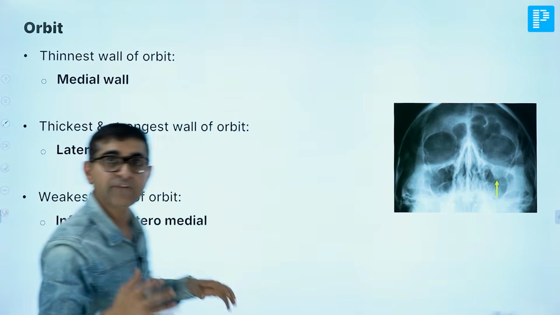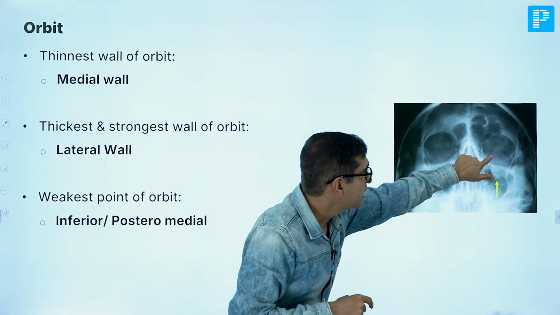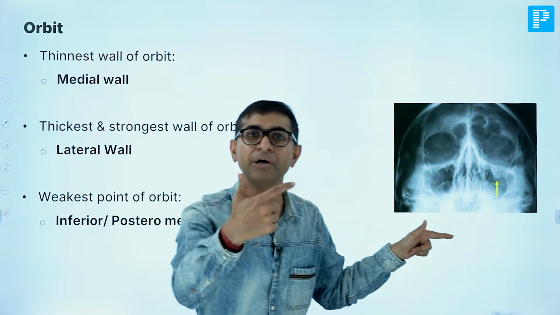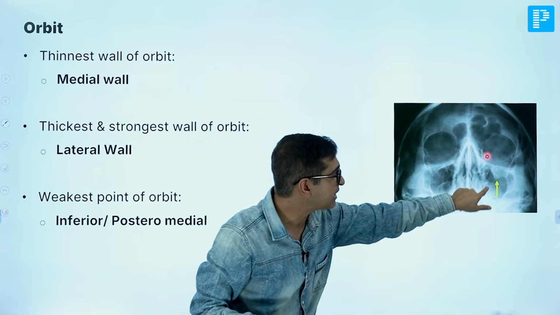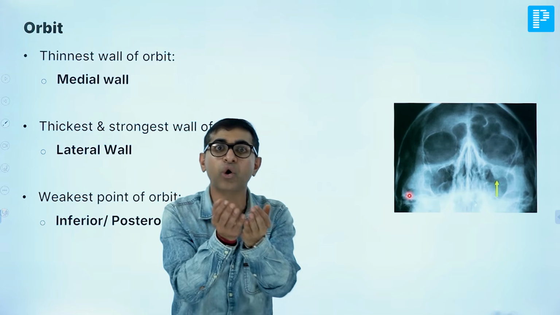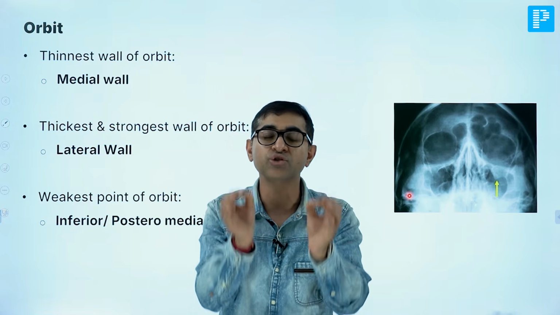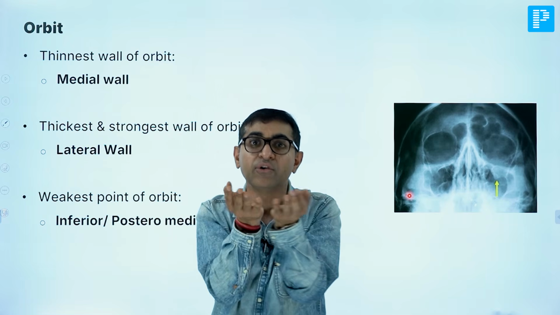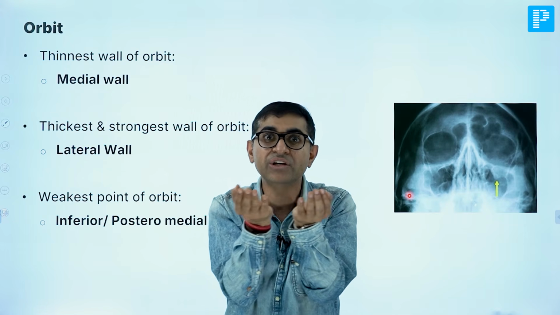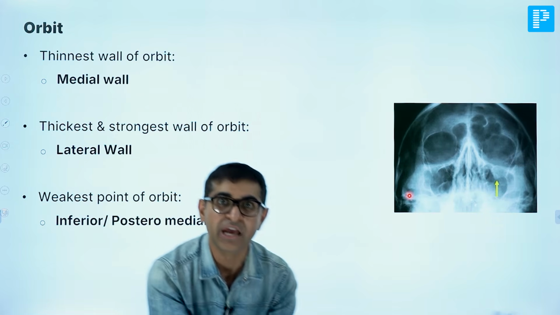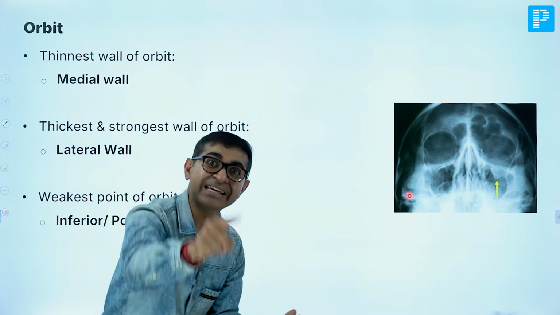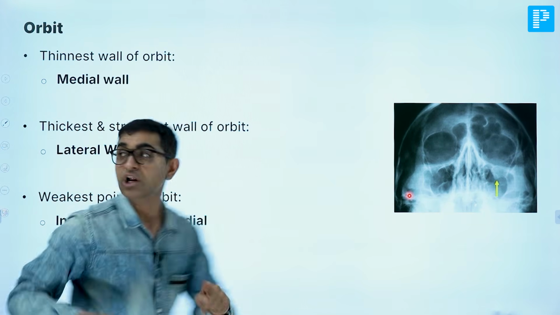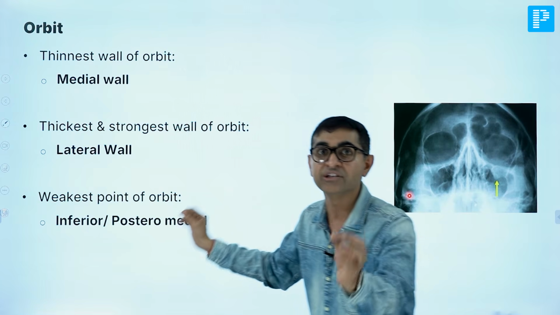Now next is, what is the weakest point of the orbit? If you will carefully see, what is this? This is your teardrop sign. The image has been asked multiple times in your previous year question. You can appreciate that there is a teardrop sign which is due to herniation of intraorbital contents of the orbit, and that happens in blunt trauma. When there is blunt trauma, there is fracture of the inferior wall of the orbit, which leads to herniation of intraorbital contents, and which you see on X-ray as teardrop sign. And it is the most common wall which is inferior wall or posterior-medial wall which is fractured.